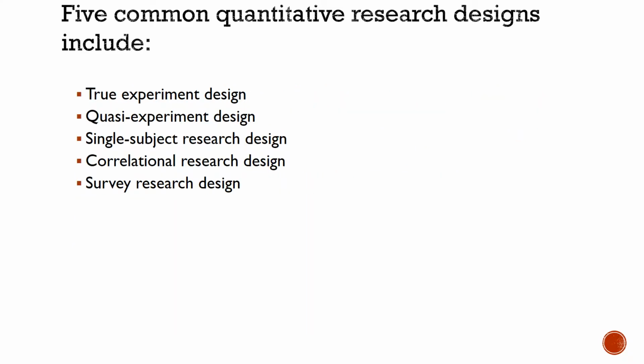So we're going to look at 5 common quantitative research designs: true experimental designs, quasi-experimental designs, single subject designs, correlational designs, and survey research designs.